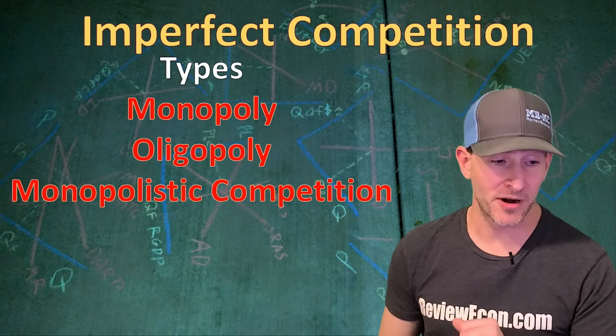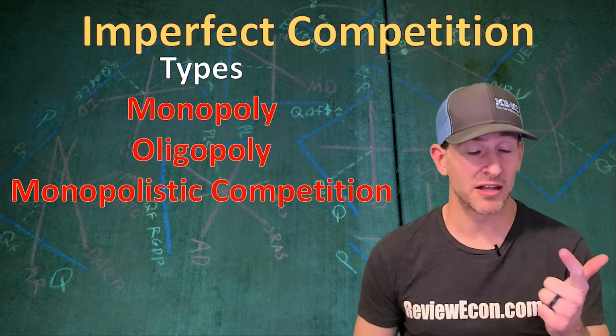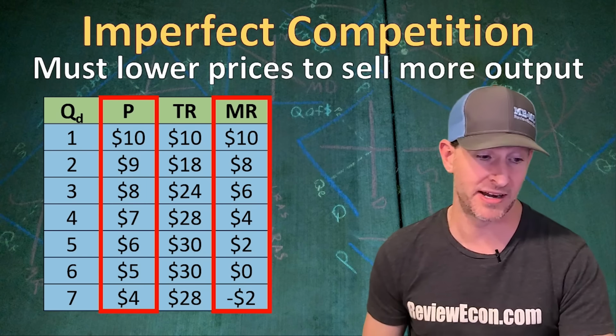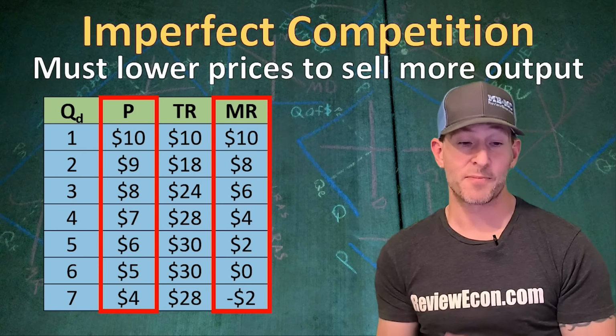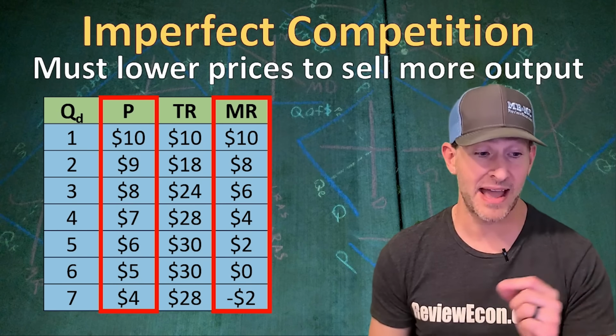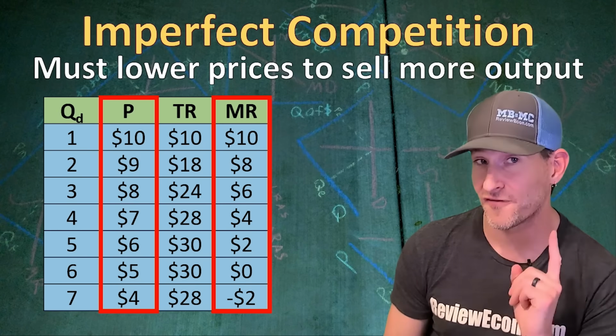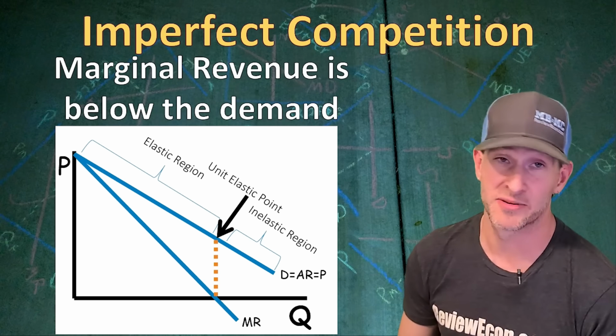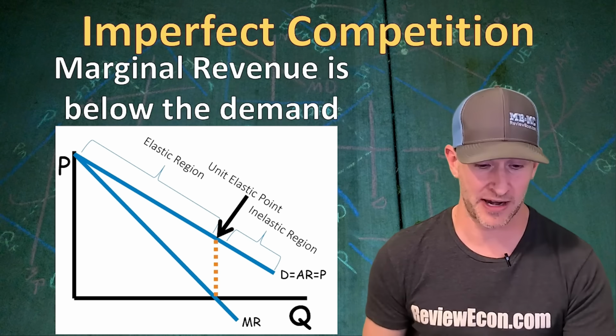Next, we're talking about imperfect competition. We've got monopolies, oligopolies, and monopolistic competition. These are the ones that are imperfectly competitive. For most of these firms, as they produce more output, they're going to have to lower the price. And that means the marginal revenue is going to fall faster than the price will. And so we get a marginal revenue curve below the demand as a result for imperfectly competitive firms.